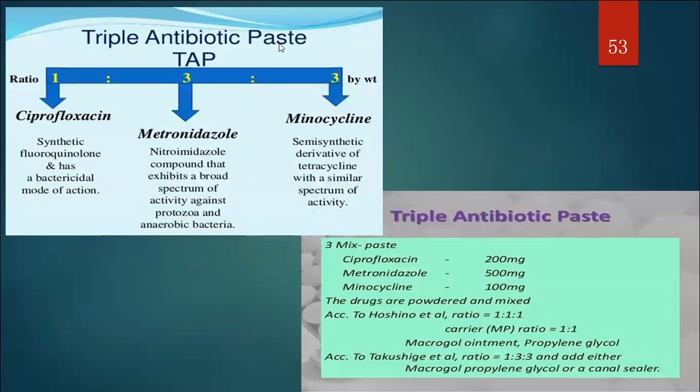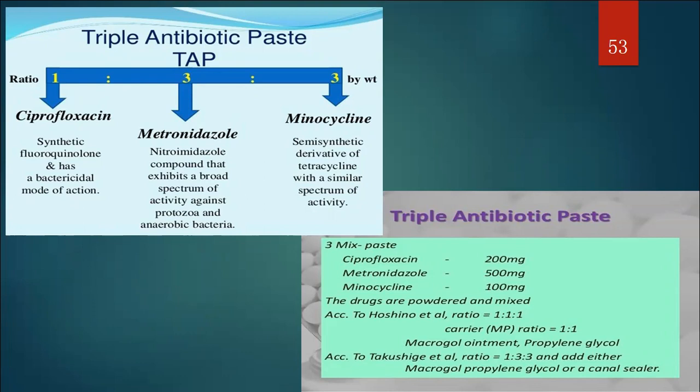The triple antibiotic paste ratio is 1:3:3 by weight. So that is ciprofloxacin 1 part, metronidazole 3 parts, and minocycline 3 parts, 1:3:3. Ciprofloxacin is a synthetic fluoroquinolone and has a bactericidal mode of action. Metronidazole, a nitroimidazole compound that exhibits a broad spectrum of activity against protozoa and anaerobic bacteria. Minocycline, a semi-synthetic derivative of tetracycline with a similar spectrum of activity.